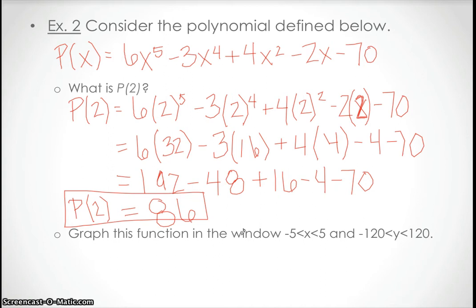So now we need to graph this function in the window negative 5 to positive 5 and negative 120 to positive 120, which I'm actually going to have to show you guys how to do tomorrow. So please remind me to do that. My calculator is not functioning properly at this point in time. So we're going to circle this. If I forget, you guys remind me.